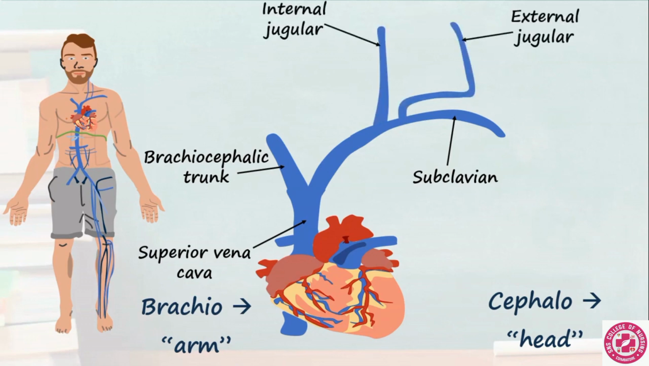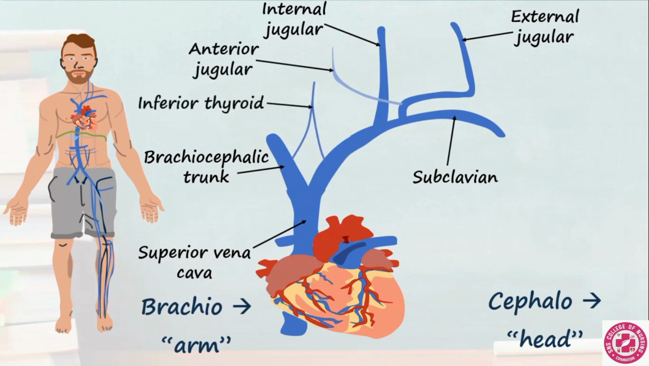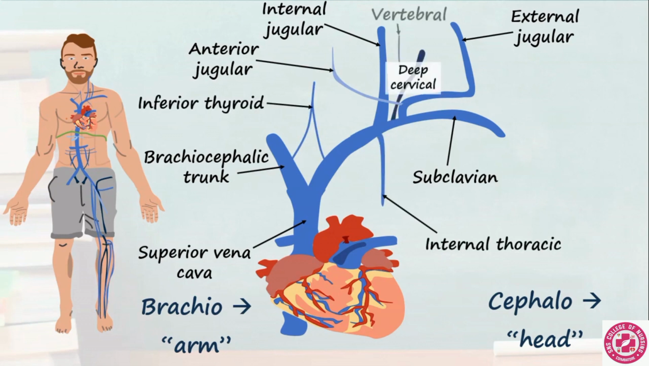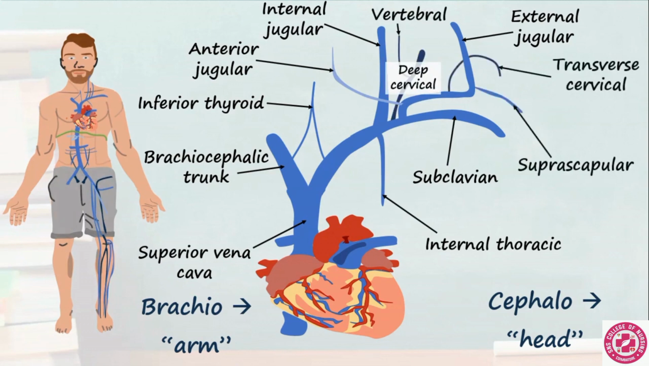The external jugular also receives a smaller vein from the front of the neck, known as the anterior jugular vein. Other important veins in this area are the inferior thyroid veins, the internal thoracic vein, which drains the anterior intercostal spaces, the deep cervical and its tributary the vertebral vein, and finally the transverse cervical and suprascapular veins, which both drain into the external jugular.